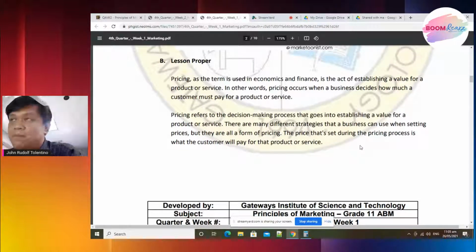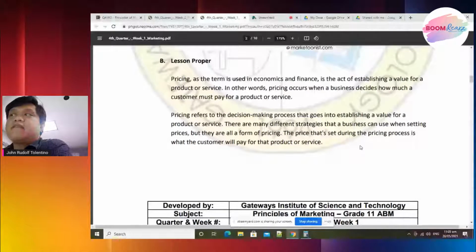or services. Okay, so laging usapin pagdating sa mga product, magkano 'yan. Okay, pagdating sa serbisyo, magkano ang katumbas ng ganitong amount na perang i-invest or ipabayad ko sa iyo. It is my money is worth about the product, about the service na binigay ko sa inyo or ibibigay niyo sa akin, like that. So pricing refers to the decision-making process that goes into establishing a value for a product or service.